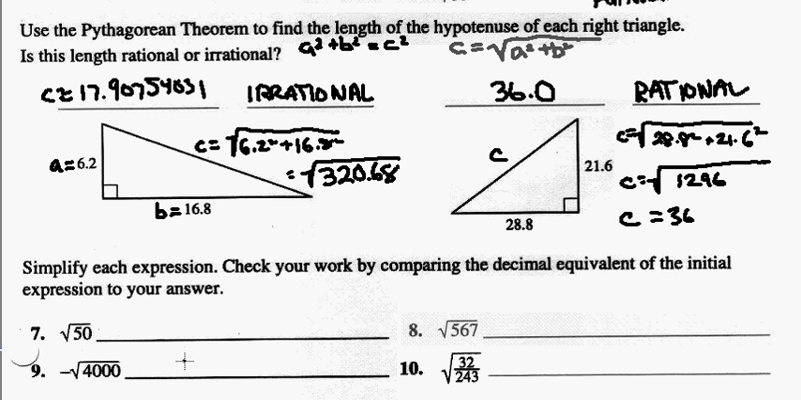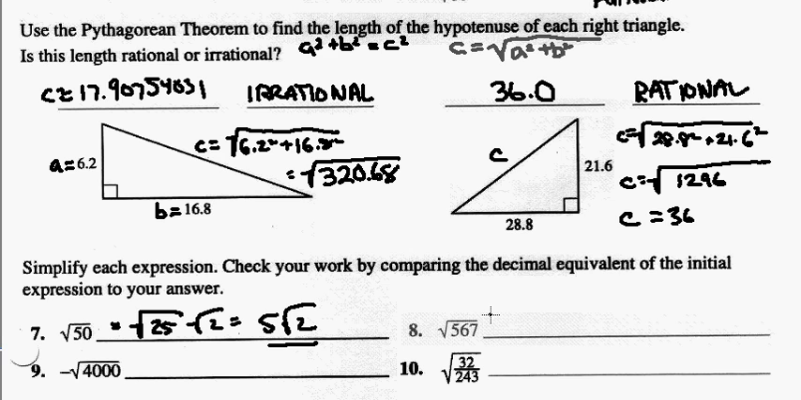Here we're supposed to do 7, 8, 9, and 10. We're supposed to simplify our expressions. Well, the square root of 50 is equal to the square root of 25 times the square root of 2, which is simply 5 square root of 2. Done.